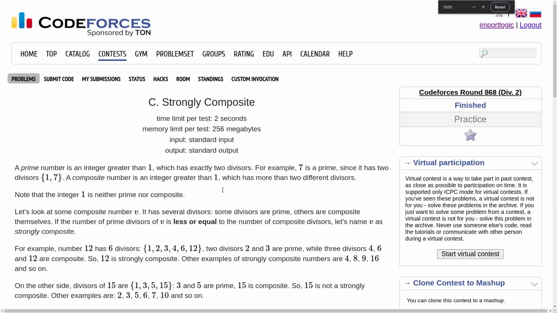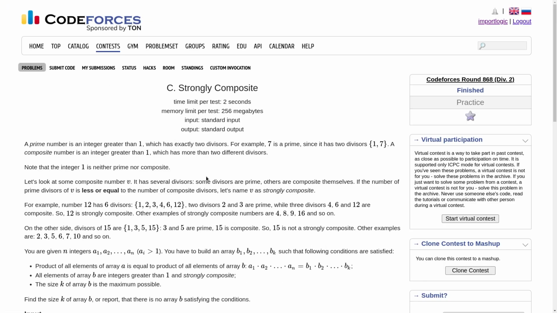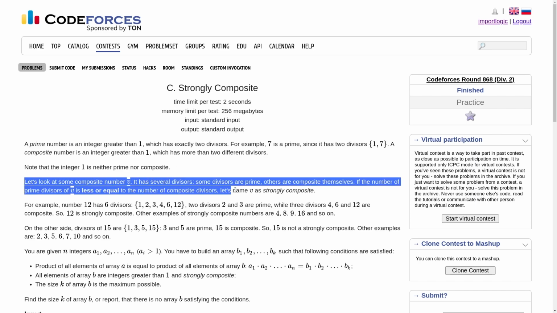Now let us have a look at the third problem. So this third problem was simple yet interesting at the very same time. I found this problem interesting, but this problem was not very difficult. So let's say they have defined what is a prime number. We'll not discuss this, we'll just discuss this particular second definition of strongly composite numbers.